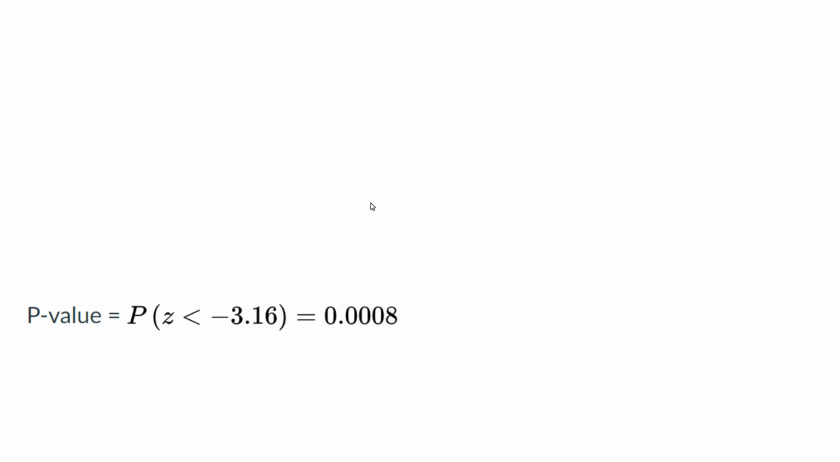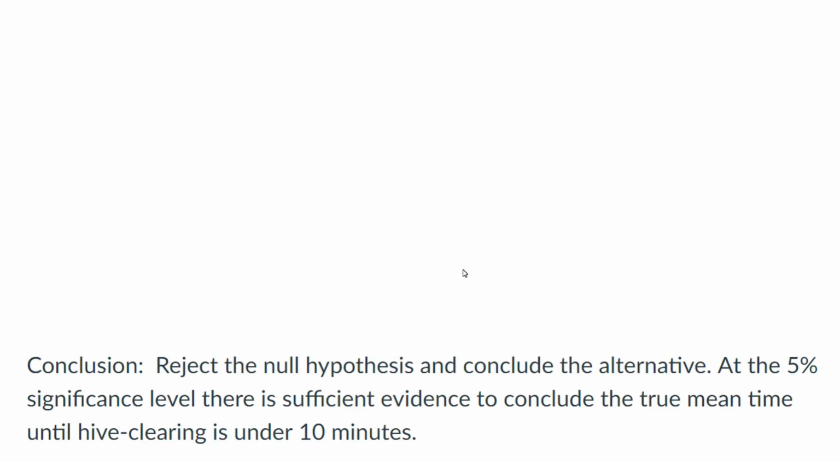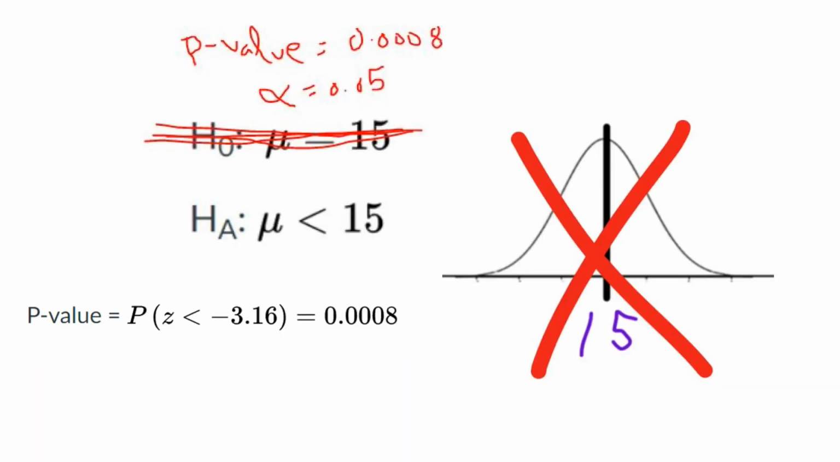Note that if we compute the p-value, we will get 0.0008, which is a very small p-value. When the p is low, you gotta reject the H0, as we all know. Reject the null hypothesis, and we conclude that there is enough evidence that this hive clearing business works in under 10 minutes. When the p is low, you gotta reject the H0, as we all know.